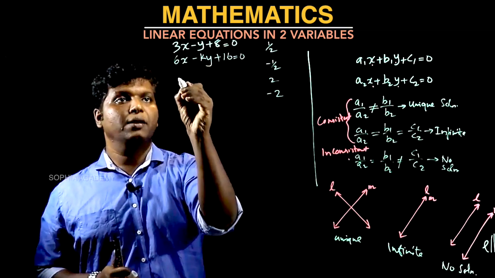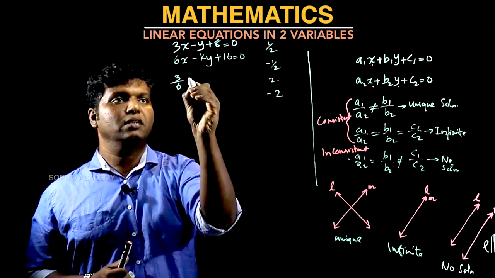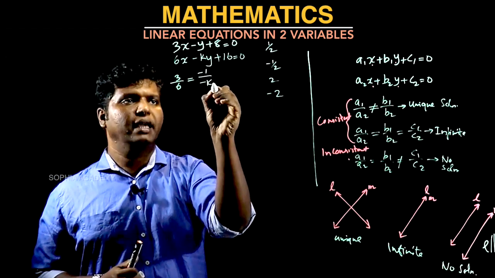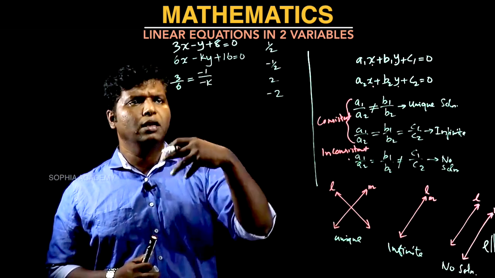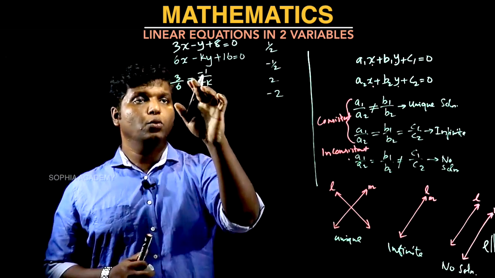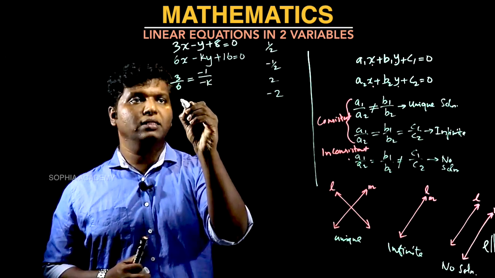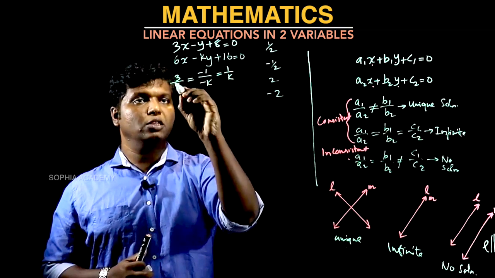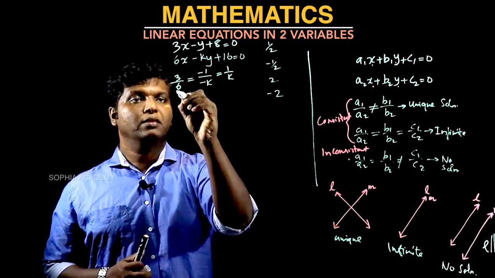Right? So we can say a1 by a2 means 3 by 6 should be equal to b1 by b2, which is minus 1 by minus k. Minus and minus will get cancelled together, or you can remove them, it will become plus itself. So what is k? Now keep this in your mind that this is 1 by k itself.